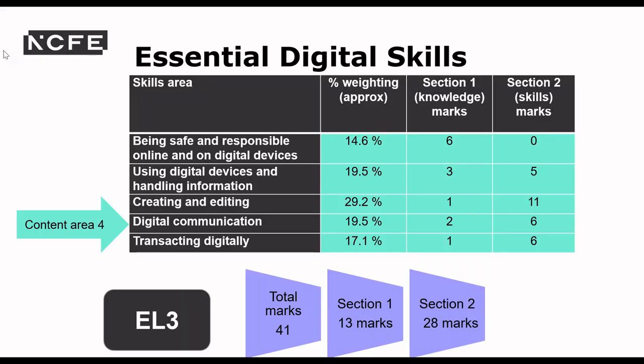So here we have the weightings of the Essential Digital Skills Entry Level 3 assessment. For the Essential Digital Skills, communicating is the fourth content area. It makes up about 1/5 of the total marks. There will be only 2 questions in the first section worth 1 mark each, while the 6 marks available in the second section make up almost 1/4 of the marks for that section.